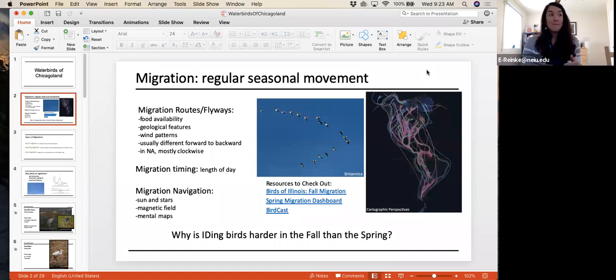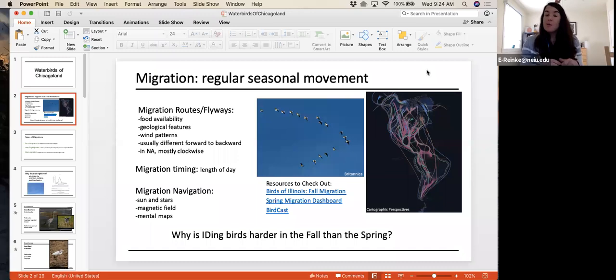It's a flyway, right? And these flyways are determined by a combination of food availability. The birds are following food sources a lot of the time, because as the seasons change, those other animals might be moving, or the plants might be dying, or whatever the food source is changing as they move geographically. They're following geological features, so a lot of times they're following coastlines or rivers, as well as wind patterns, which are also affected by those geological features.